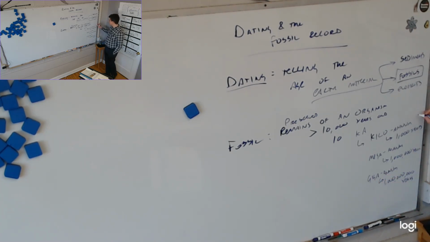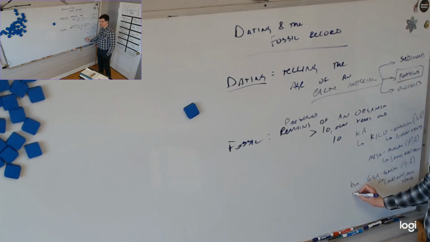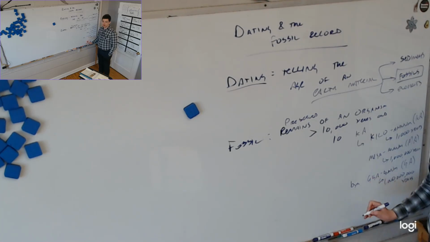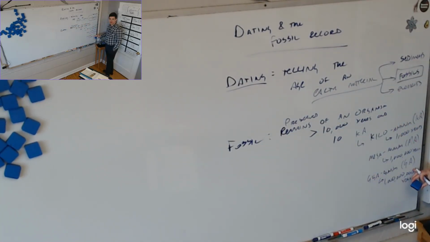And these have abbreviations. Kiloannum, as I said, is lowercase k, capital A. Megaannum is capital M, capital A. And gigaannum is capital G, capital A. We use these in science. You've probably seen in an elementary school textbook or a nonfiction dinosaur book something like BYA for billion years ago. We don't really use that in geology. We use capital G, capital A, gigaannum, okay?